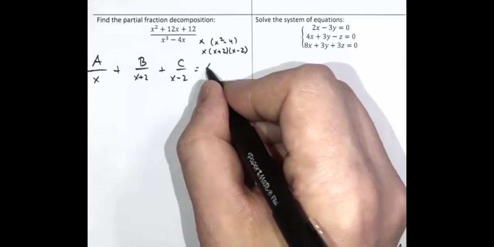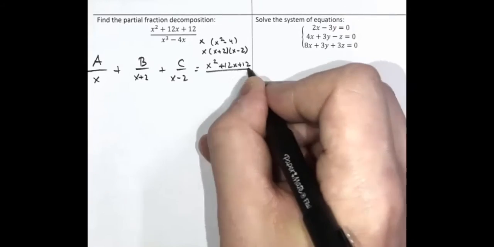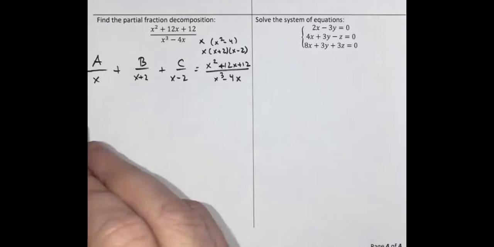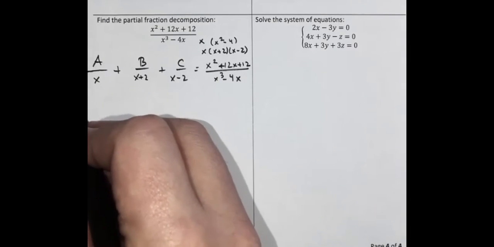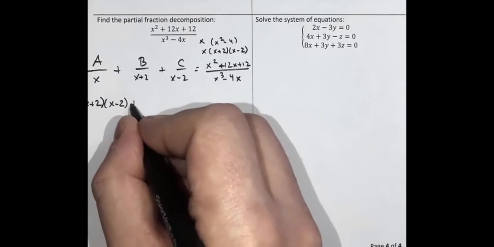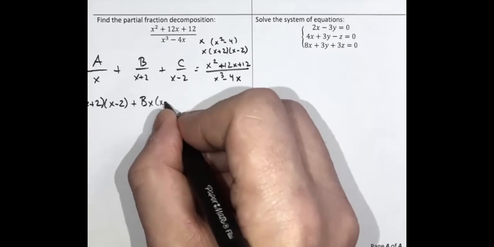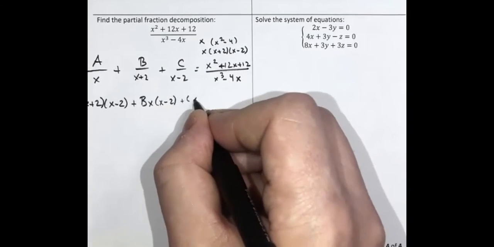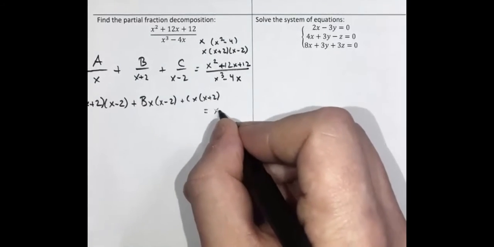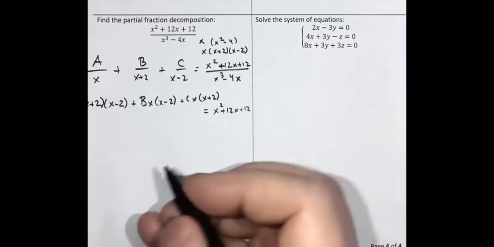And we're going to want that to be equal to x squared plus 12x plus 12 all over x cubed minus 4x. So if we clear the denominators, we'll end up getting a multiplied by x plus 2 times x minus 2. We'll have a bx with an x minus 2, and we'll have a cx with an x plus 2, equaling x squared plus 12x plus 12.